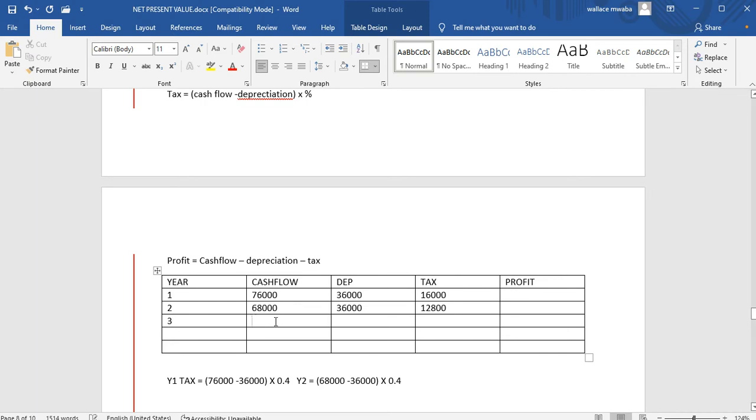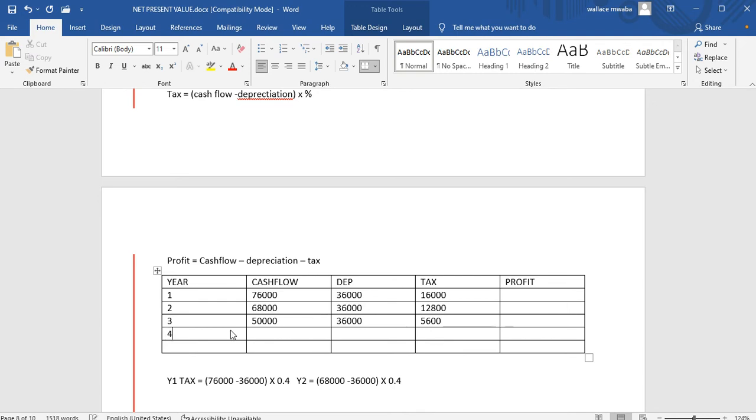Then we have year 3. We're expecting 50,000. Depreciation is 36,000. For tax, 50,000 minus 36,000, we get 14,000, times 0.4, we get 5,600.